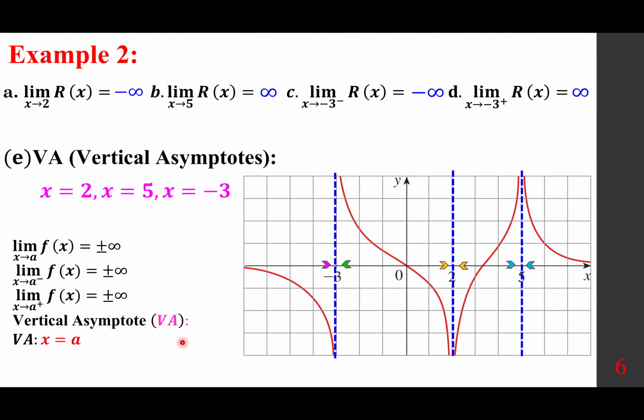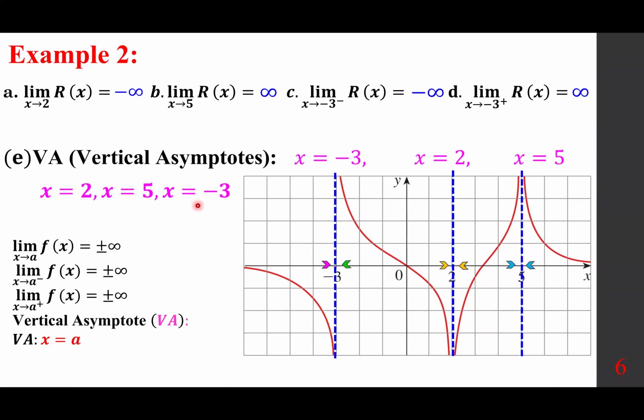x equals 2, x equals 5, x equals negative 3. Those are the equations of the vertical asymptotes. Bear in mind, this is very straightforward. Both of them refer to x equals negative 3 being the asymptote.